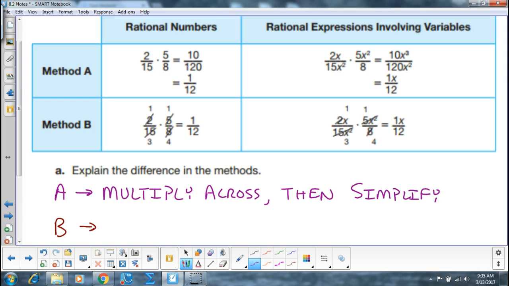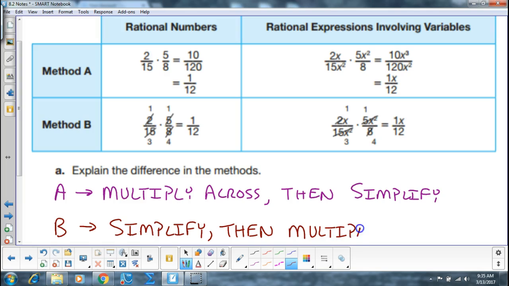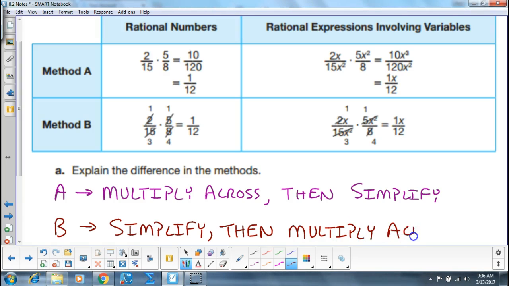And what did you say B did? They simplified first. Then they multiplied. Notice that they get the same answer in both cases. Okay? The answer here is 1/12. The answer there is 1/12. You're getting to the same spot.